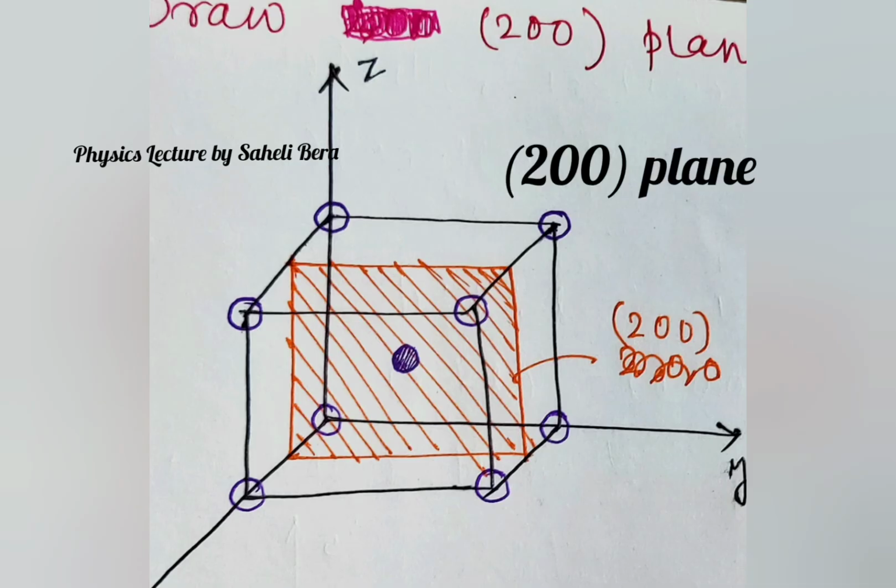Next is the 200 plane. If we take the reciprocal, it will be 1 by 2, infinite and infinite, or A by 2, infinite and infinite. So the plane will cut the x-axis at A by 2, which means the plane will be in between the cube. You can understand it is similar to 100 and 1 bar 0 0, but it will be in between.